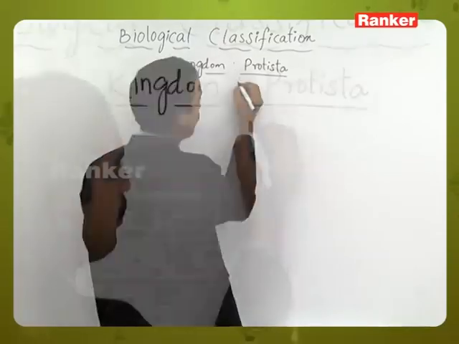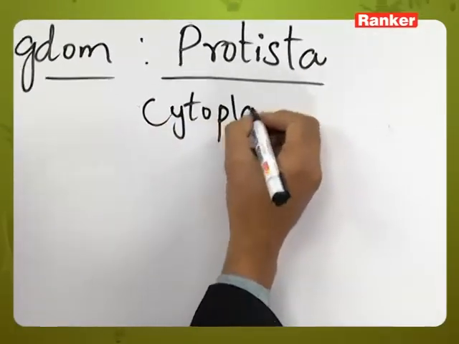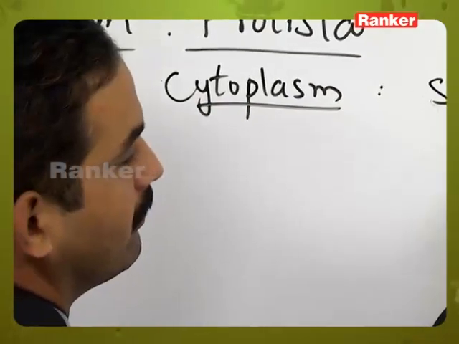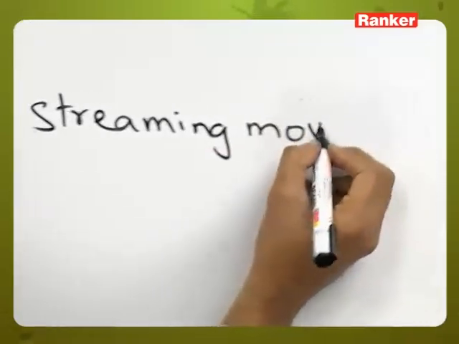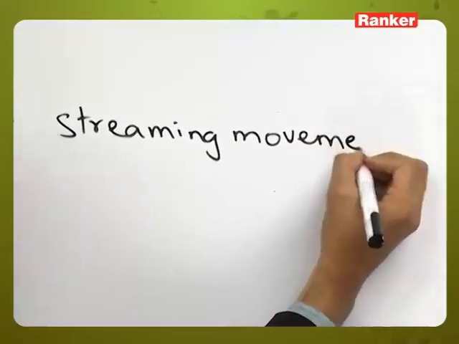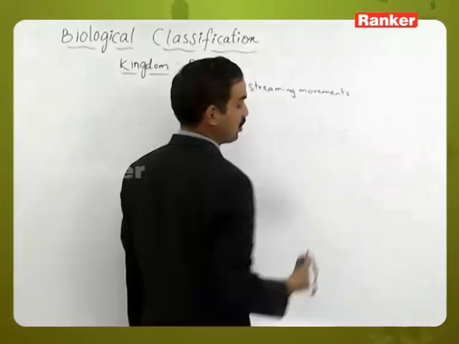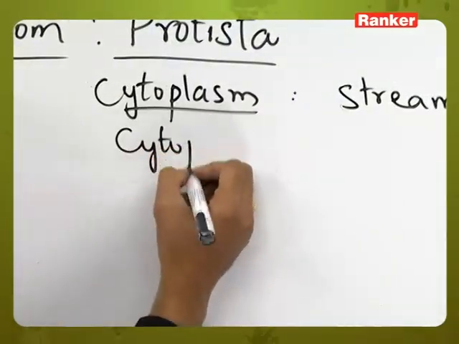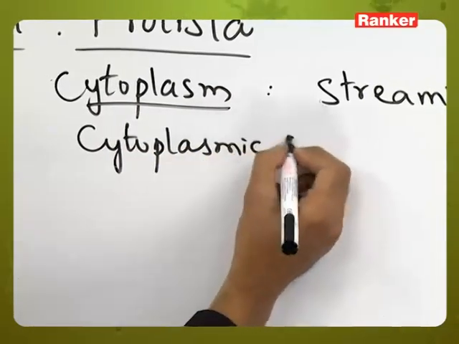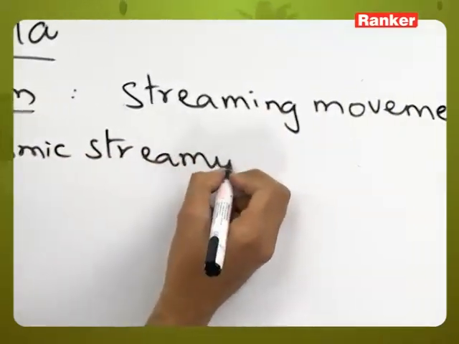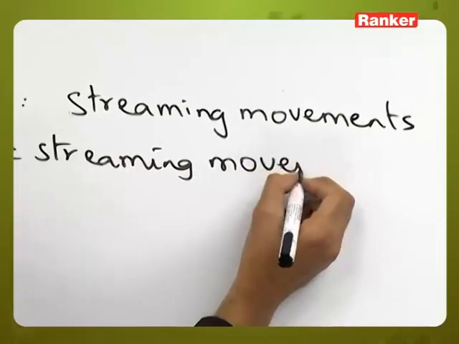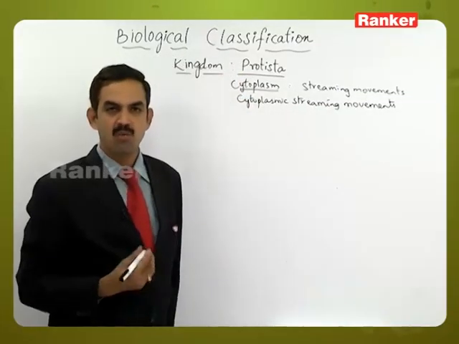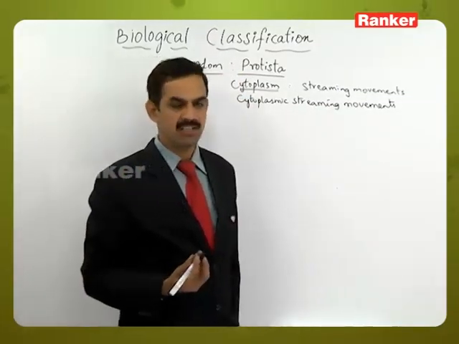Here they have the cytoplasm. The cytoplasm will show streaming movements. These streaming movements are called protoplasmic streaming movements or cytoplasmic streaming movements. So this characteristic feature was absent in the Monera group of individuals like bacteria.